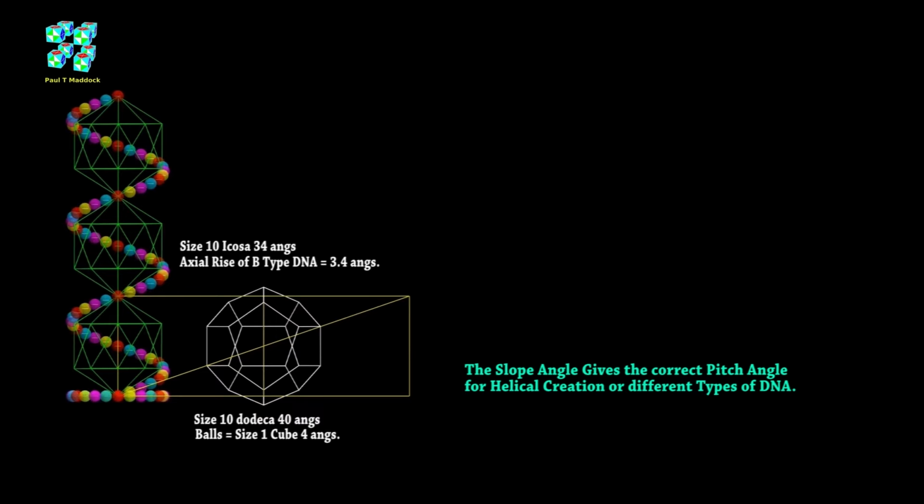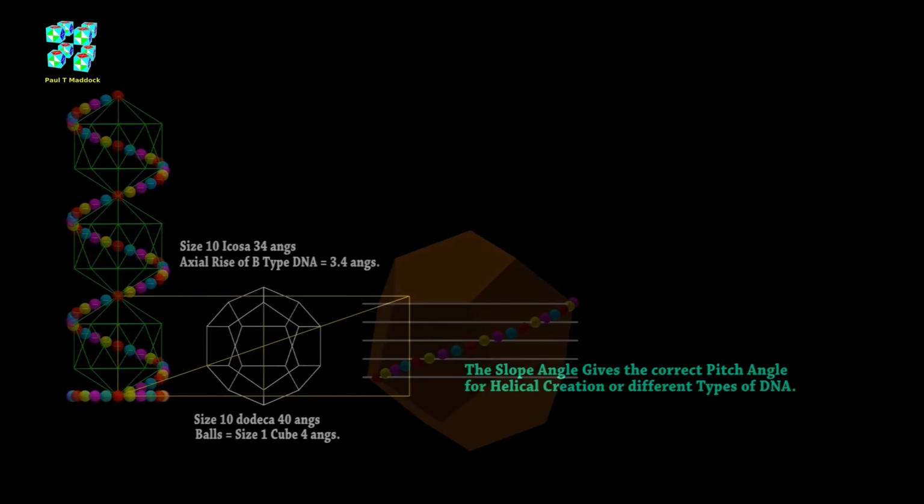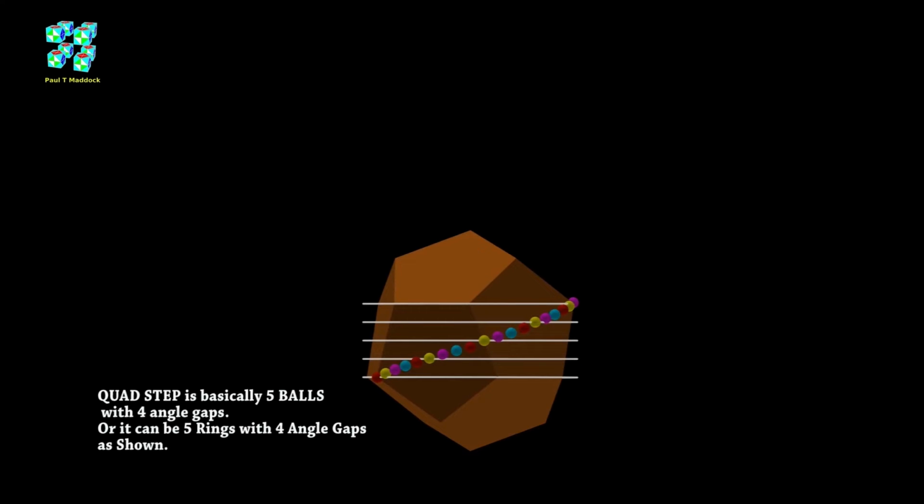Anyways, let's get back to quad step. I've got something else to show you. Okay, in front I'm showing you the very basics of quad step. If you look at the string of balls, we have red, yellow, purple, cyan, red. This is 5 balls with 4 gaps in between. I'm also showing 5 rings, and there are 4 gaps in between the 5 rings. So this is a quad step arrangement also.